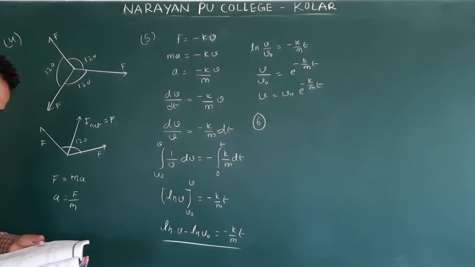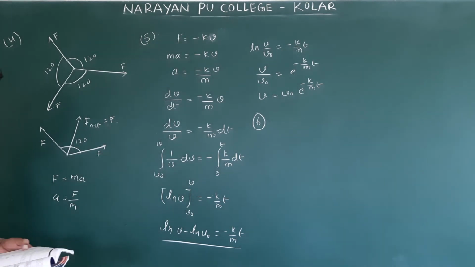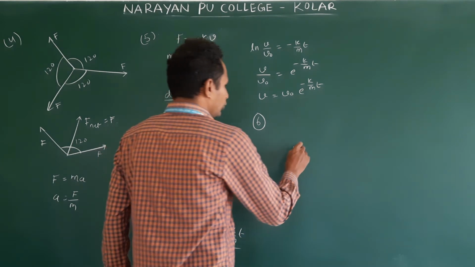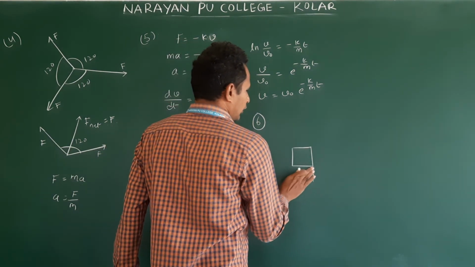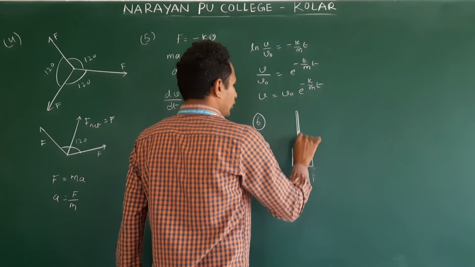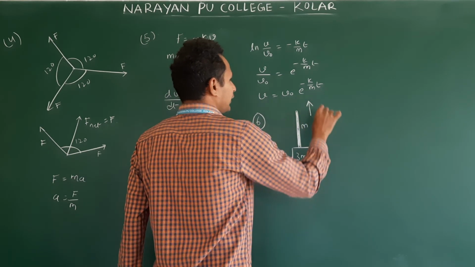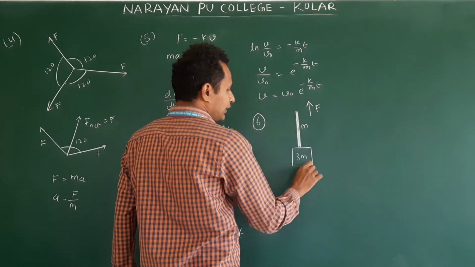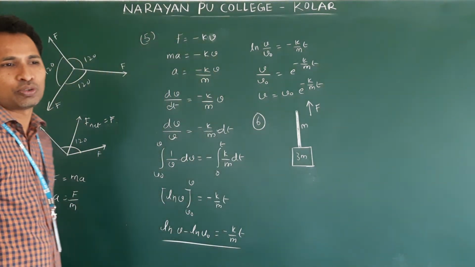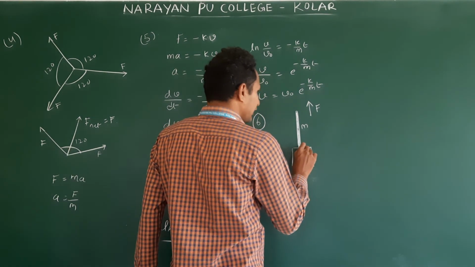A block of mass 3m is pulled up by a rope of mass m, in gravity-free space as shown. The force exerted by the rope on the block is? So they have given a block 3m and a rope of mass m, with force F applied. No gravity means no weight is acting. They are asking for the force exerted by the rope.